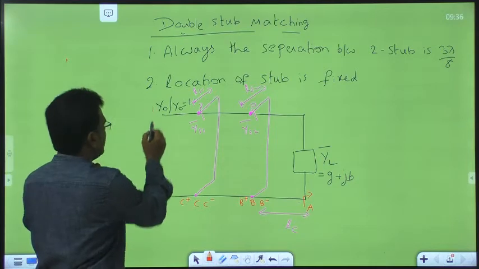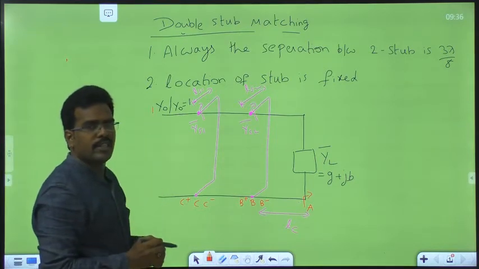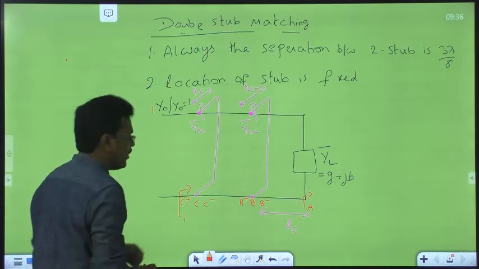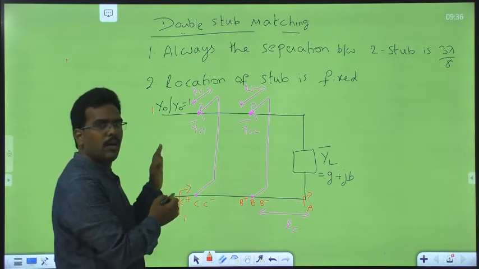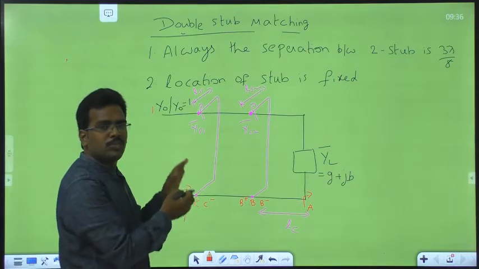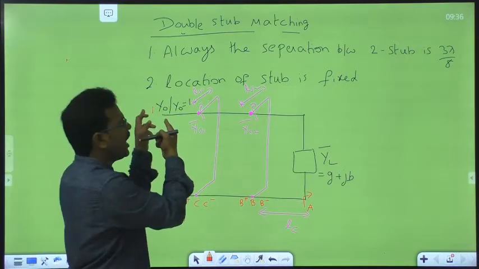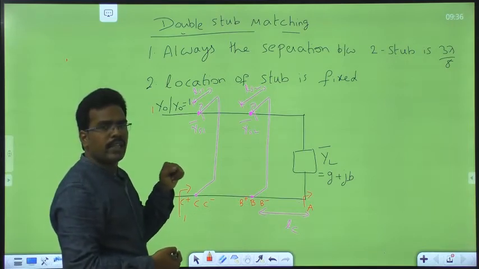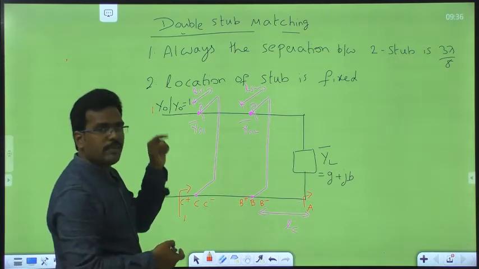So this is 1, right? We can say that impedance matching takes place if the admittance at C plus is 1. Therefore, after the double step, we have to see that the admittance must be equal to the characteristic admittance. This is 1, this should be 1. Then we can say that the impedance matching takes place.